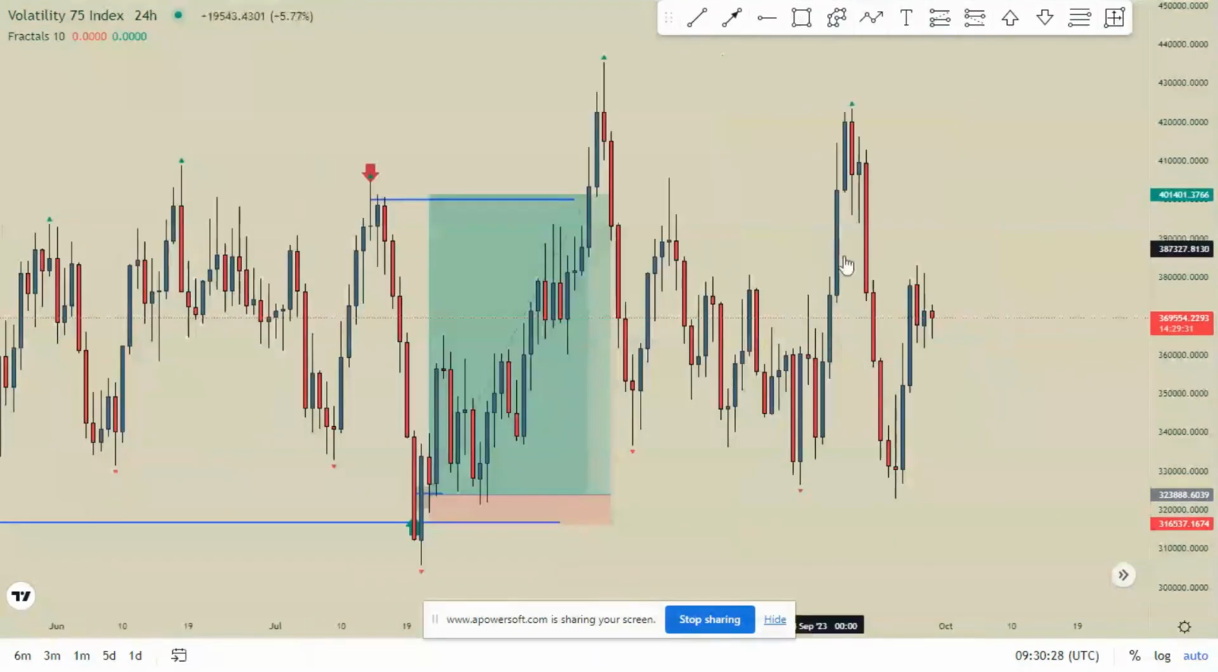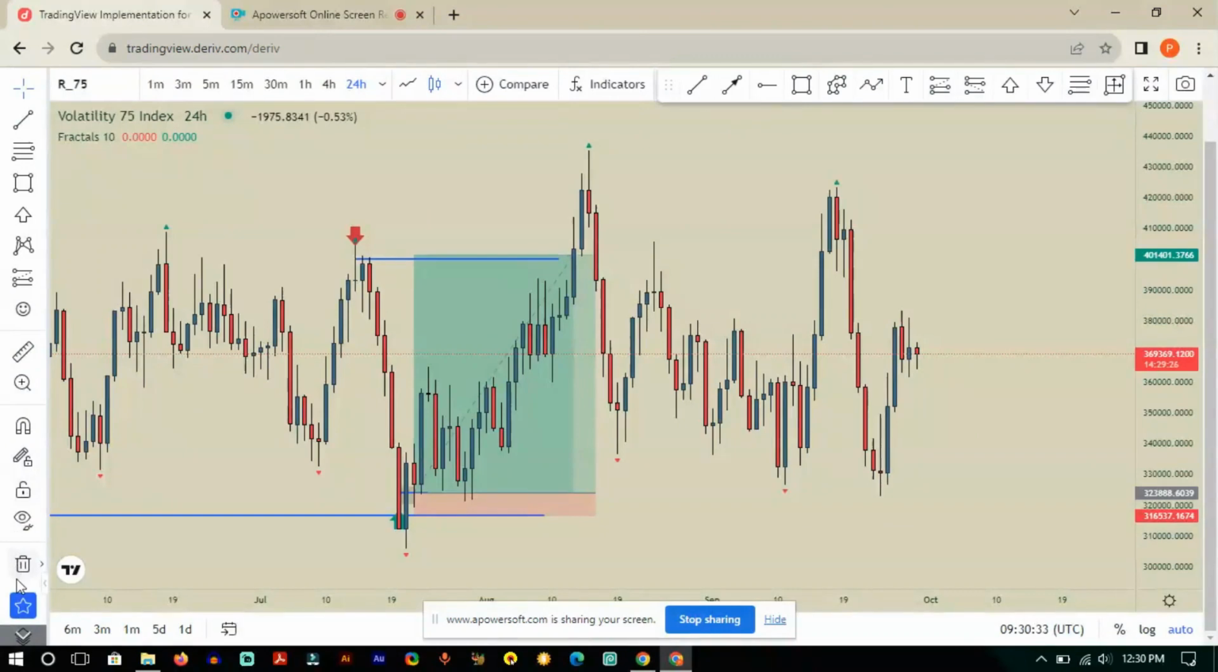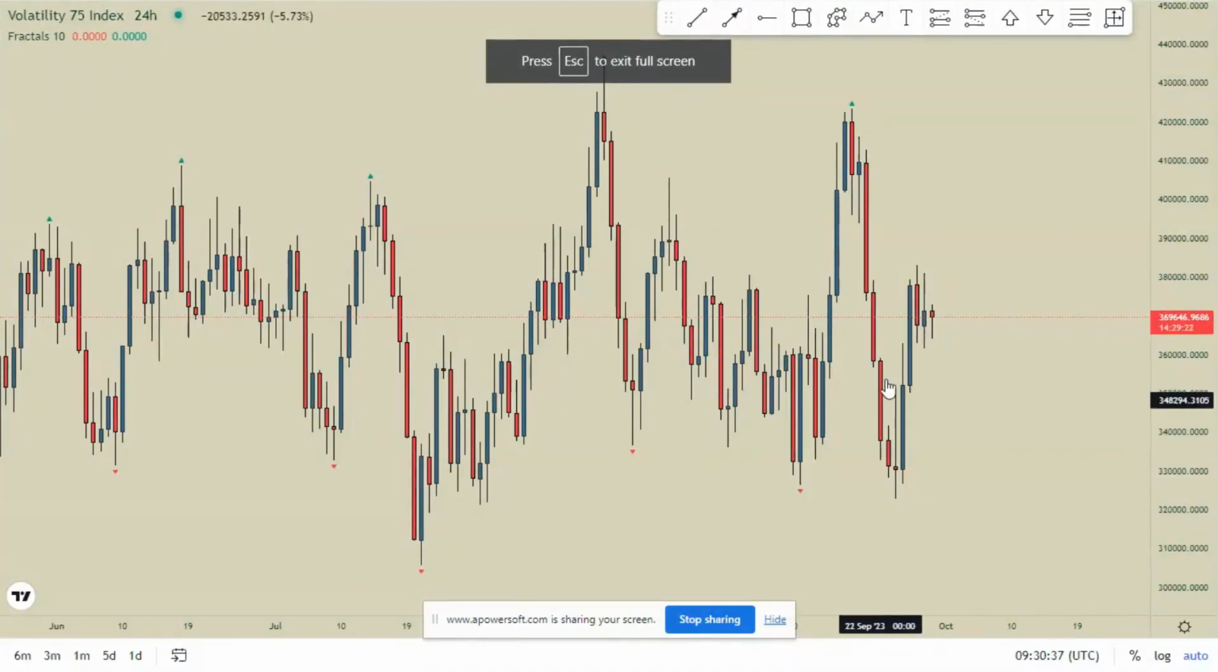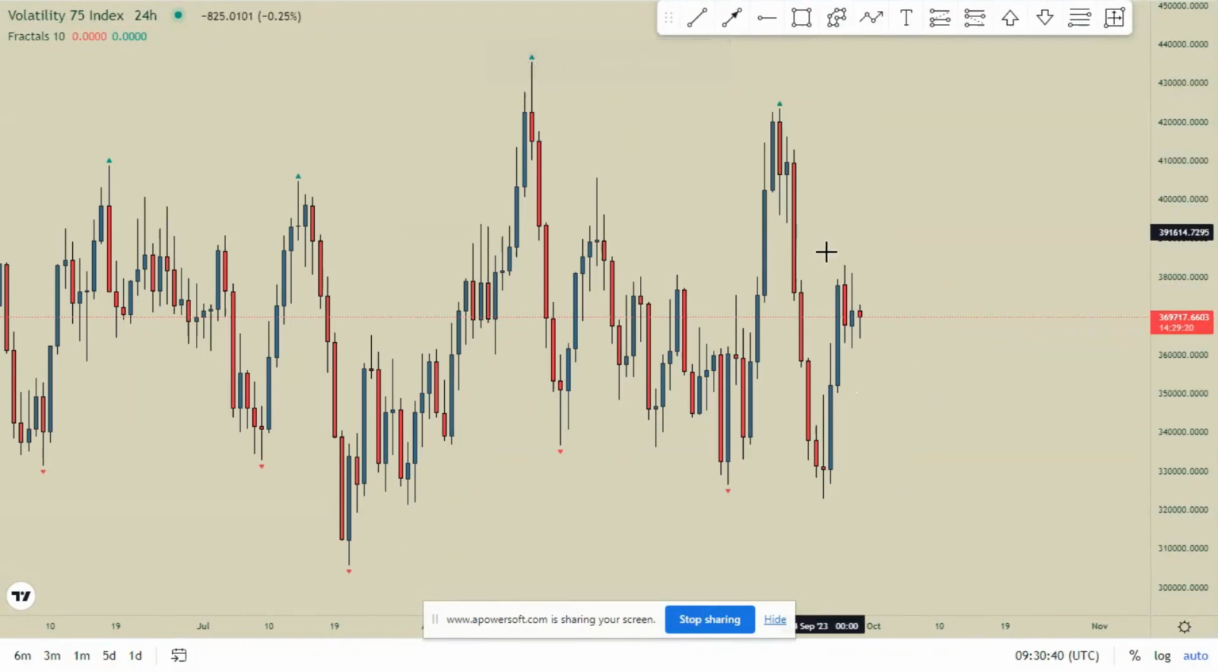Let me show you one more example. Hopefully you will understand this better. Let's look at the most recent move. We're on VIX 75, by the way, you guys don't forget. So let's look at this move that is really happening.